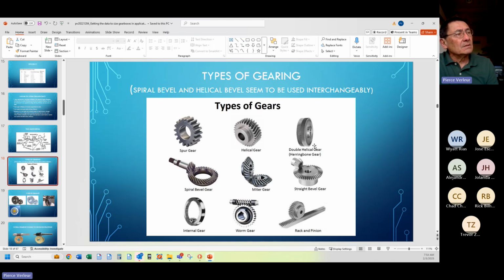Here's a double helical called a herringbone gear. This is used on many large gearboxes, and it tends to center one gear on the other gear as you're driving the torque through it. These are all inline gearing technologies.